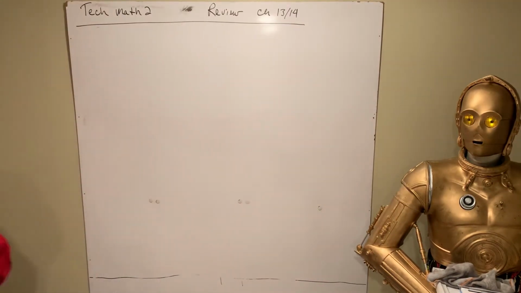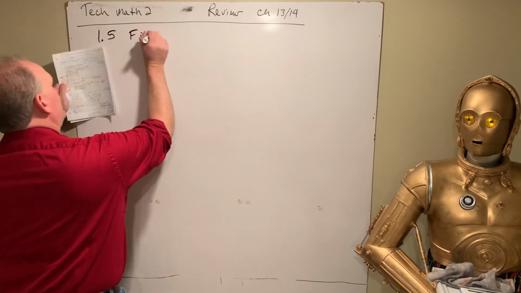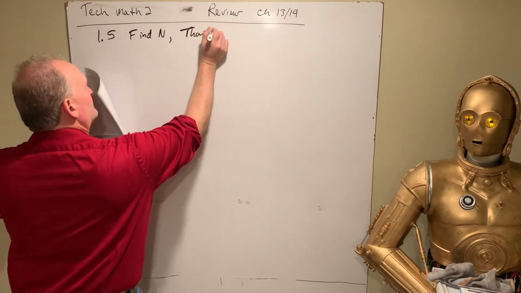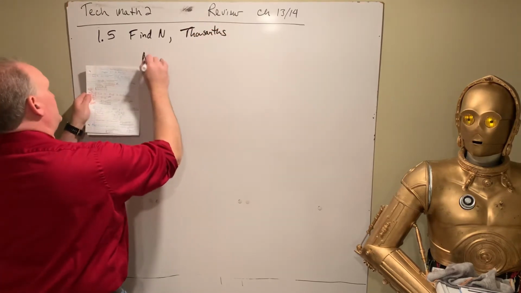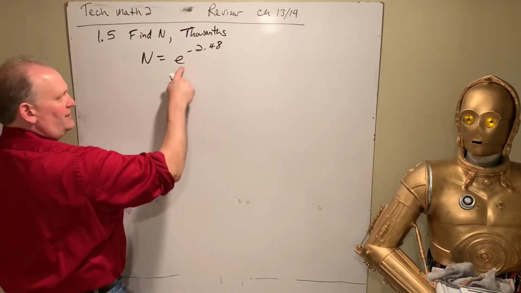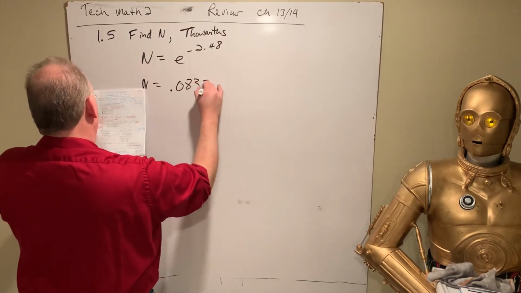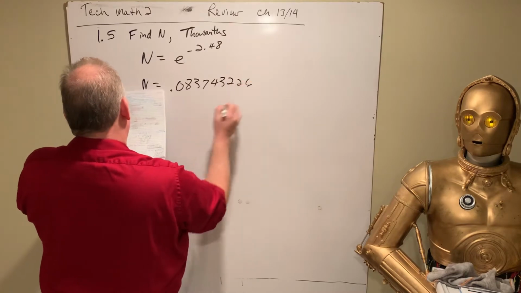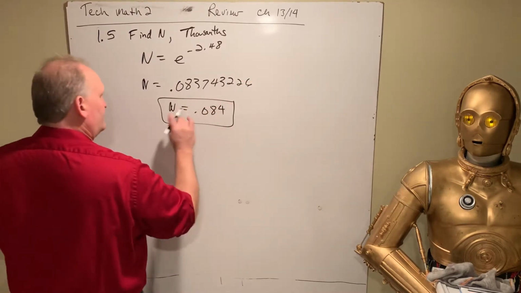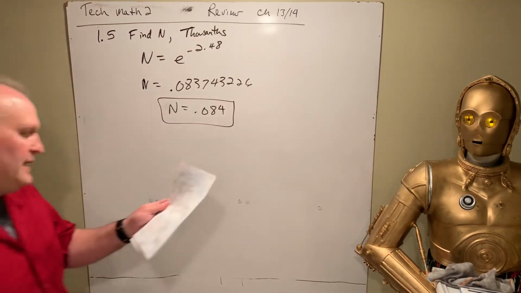I did 1 and 2. I'm going to backtrack to 1.5. So I made this one up. Find n, round to thousandths. And n is equal to e to the negative 2.48. And it's just that easy. You just put that into your calculator. And so that was 0.08374226, and then thousandths is 0.084. Okie dokes. So hopefully that's easy.